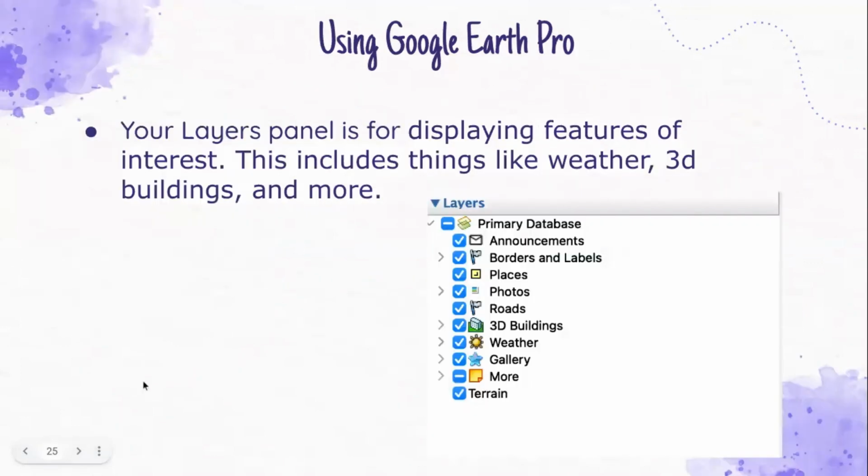Your Layers panel is for displaying features of interest. This includes things like weather, 3D buildings, and more. So once you go into these, for certain ones, not all of them, you'll be able to click this arrow and it'll show even more options that you can personalize.